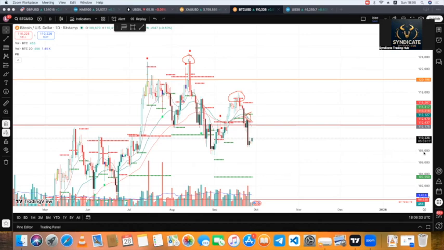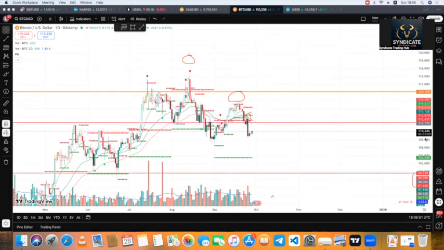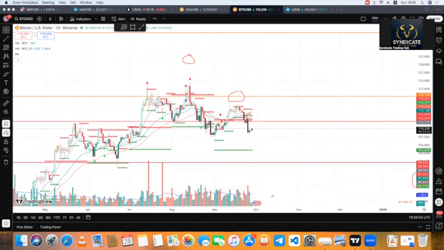The next target that you are looking for is around 103,559. And from there, you may target 99,630. And Bitcoin may get some strength over here.